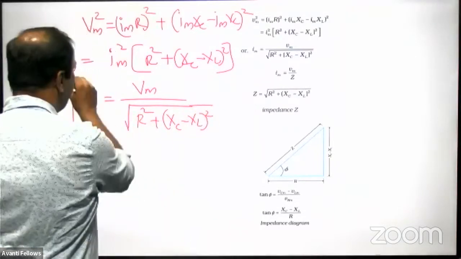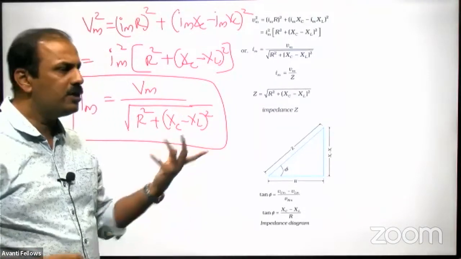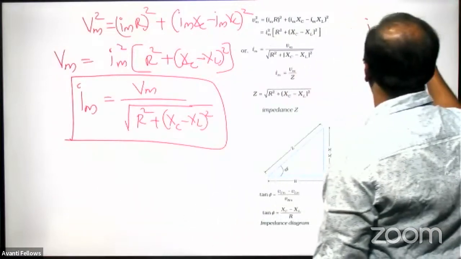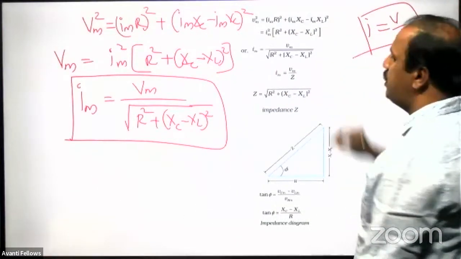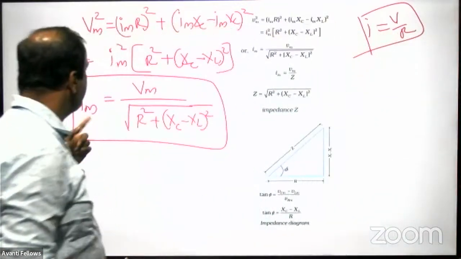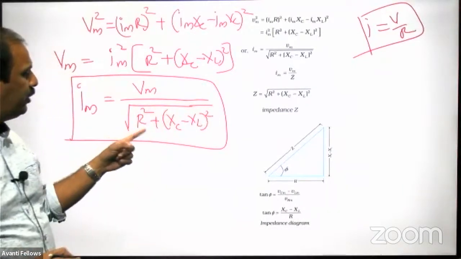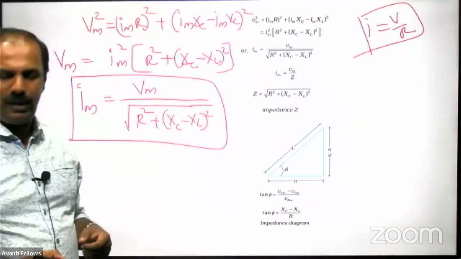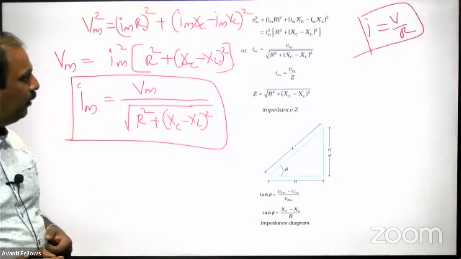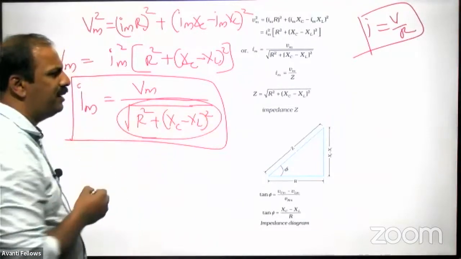This is the format which we need. Why do we need such a format? Because always we are using the same format, I is equal to V by R. This is the format which we need. So we got the current as IM is equal to VM divided by root of R square plus XC minus XL square. We got such a format. Now, what is this one? This one is coming in the place of resistance.